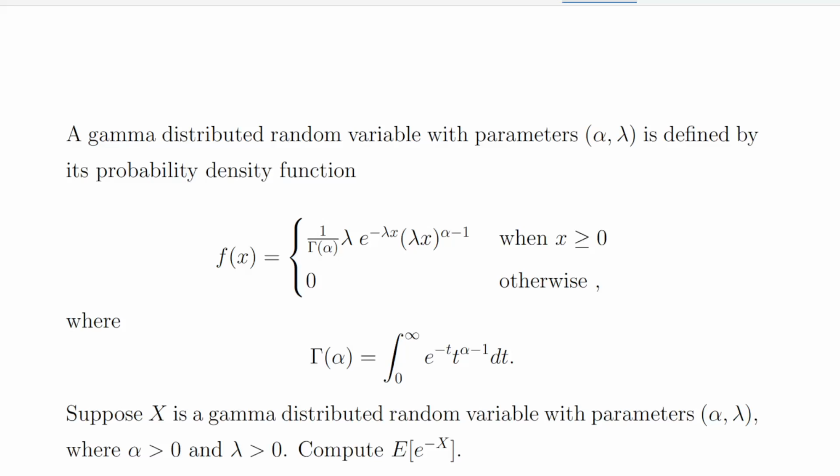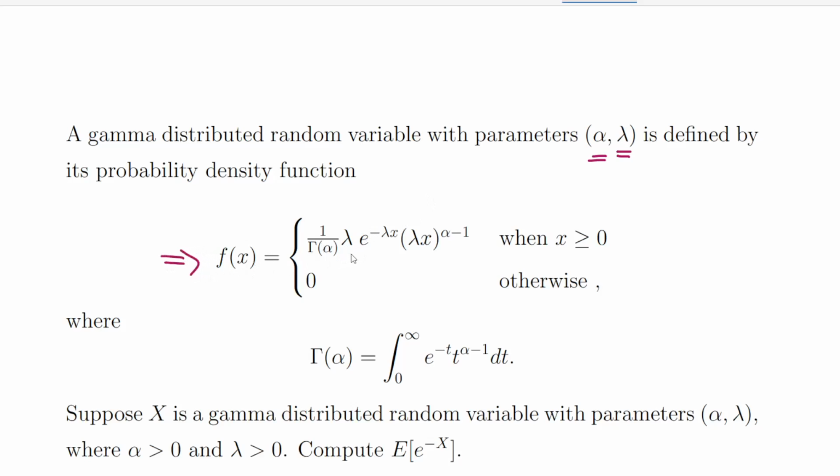Okay, in this presentation we are going to look at the gamma distribution. So what we have here is a gamma distributed random variable with parameters alpha and lambda. So that's the shape parameter alpha and the rate parameter lambda, and it's defined by the following probability density function here.